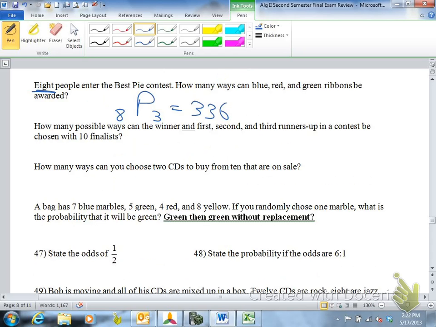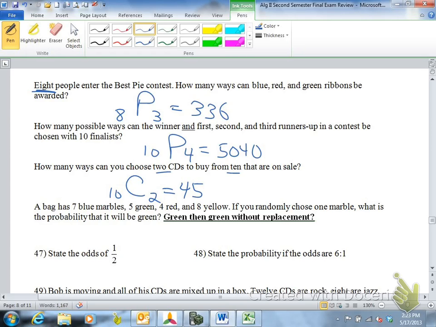How many ways can the winner and first, second, third runner-up be chosen? That would also be a permutation, 10 permute 4, which is 5040. How many ways can you choose 2 CDs to buy from 10? Choosing CDs, the order doesn't matter, so it would be 10 choose 2, which is 45.